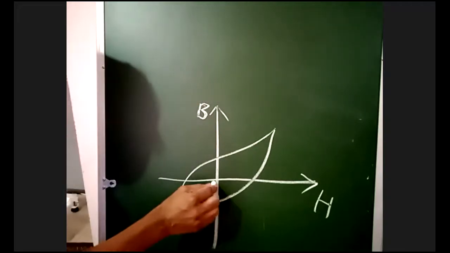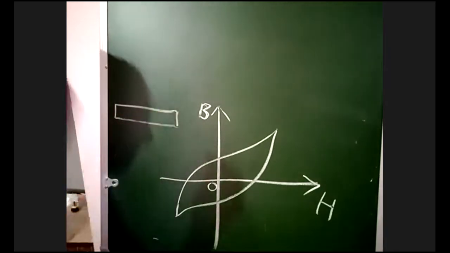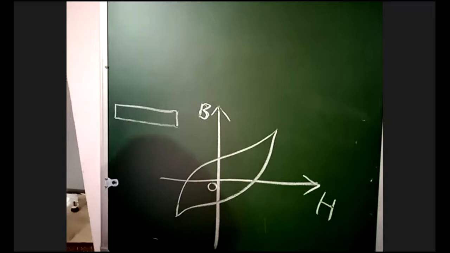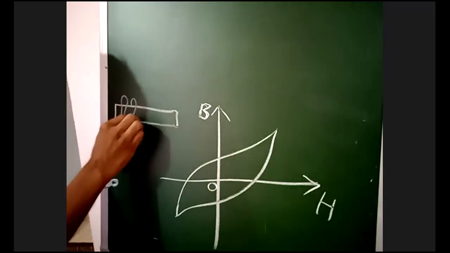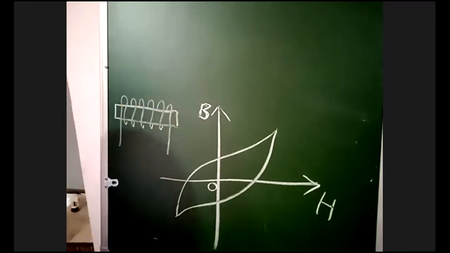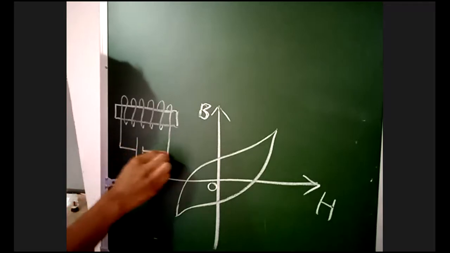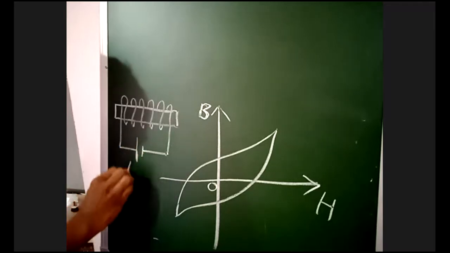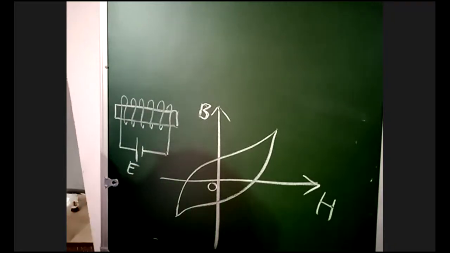See here, I am taking one iron piece, one iron rod. On this iron rod, I am winding the coil. I am placing a coil, copper wire, on this iron rod. I am connecting this copper wire to the battery. So listen carefully. Now I want to make this iron piece a magnet.